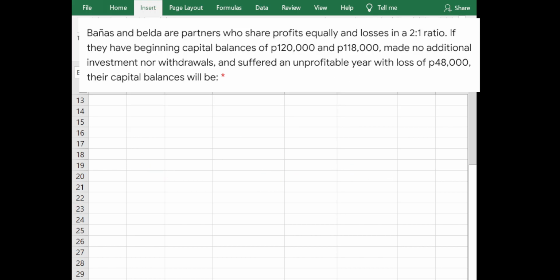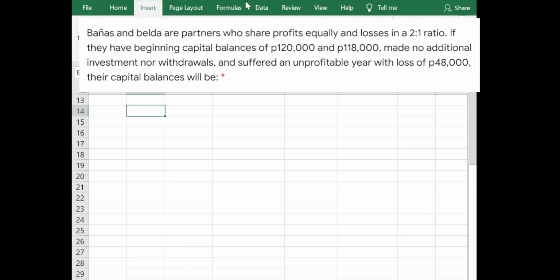Okay, so for the next problem, we have Banyas and Belda, who are partners who share profits equally and losses in a 2:1 ratio. They have beginning capital balances of 120,000 pesos and 180,000 pesos, made no additional investment nor withdrawals, and suffered an unprofitable year with a loss of 48,000. The question here is how much are the capital balances of the partners after the distribution of the loss.